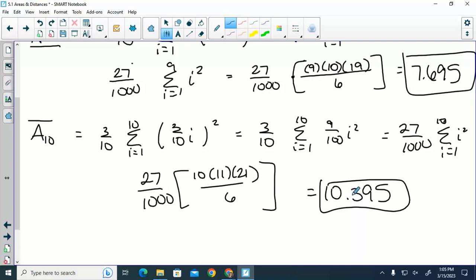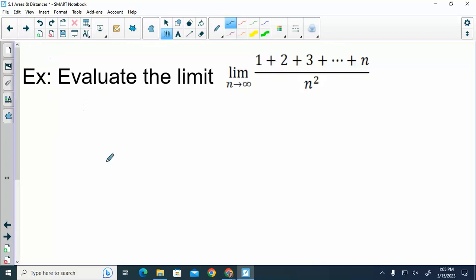I want to do one last slide, and then I'm done for today. So I want to calculate this limit. We've never had a limit where we're adding up an infinite number of things before. But we can use summation rules to help us.